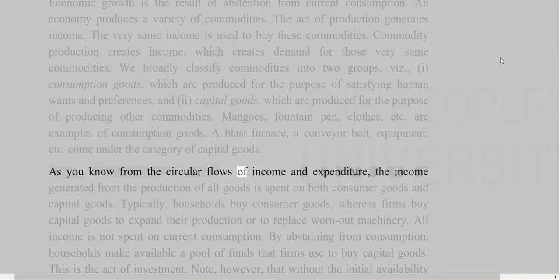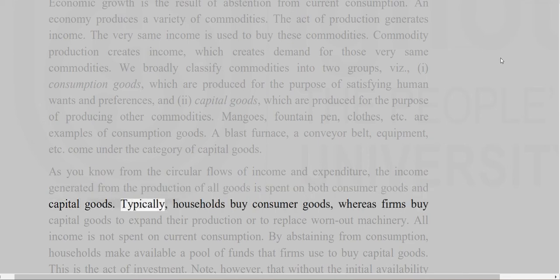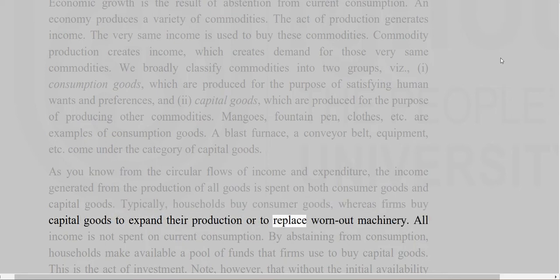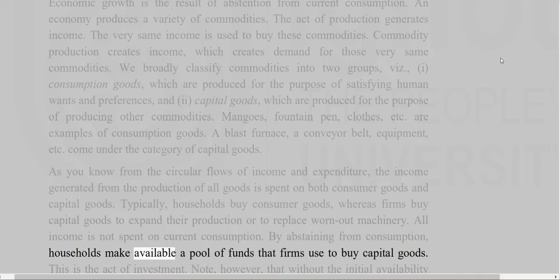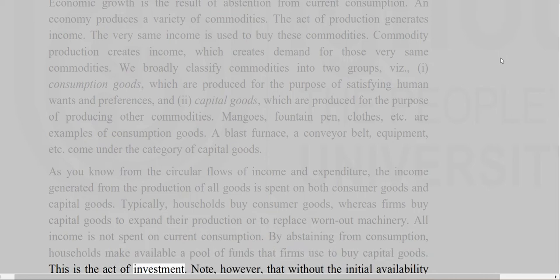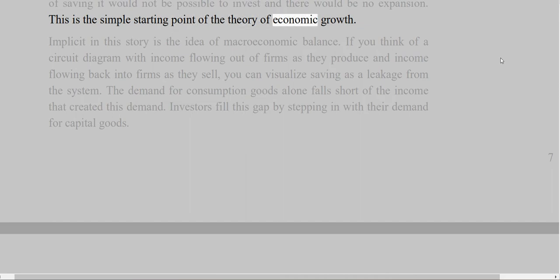As you know from the circular flows of income and expenditure, the income generated from the production of all goods is spent on both consumer goods and capital goods. Typically, households buy consumer goods, whereas firms buy capital goods to expand their production or to replace worn-out machinery. All income is not spent on current consumption. By abstaining from consumption, households make available a pool of funds that firms use to buy capital goods. This is the act of investment. Note, however, that without the initial availability of saving, it would not be possible to invest and there would be no expansion. This is the simple starting point of the theory of economic growth.